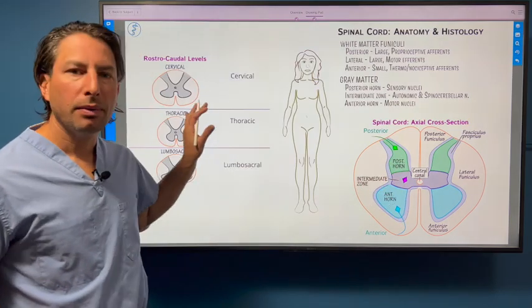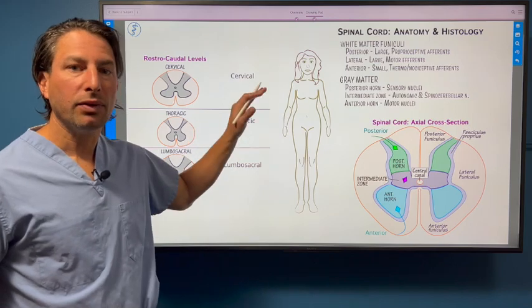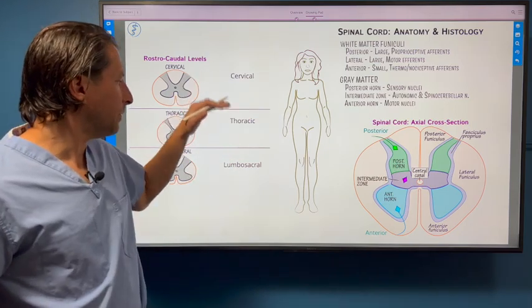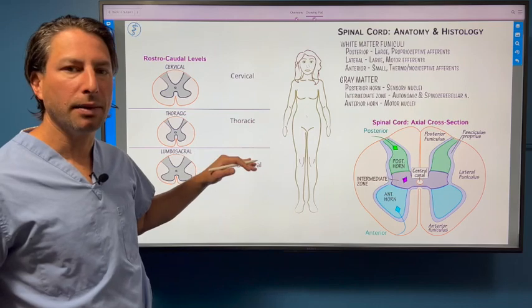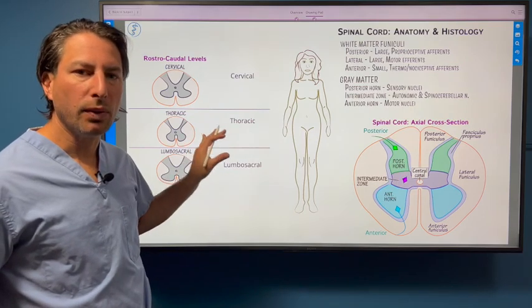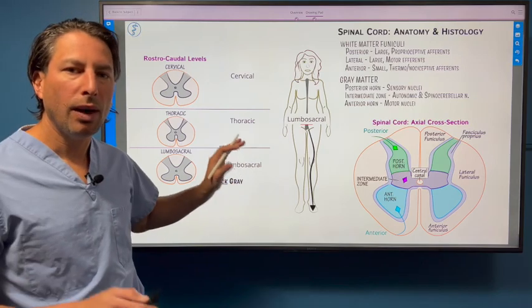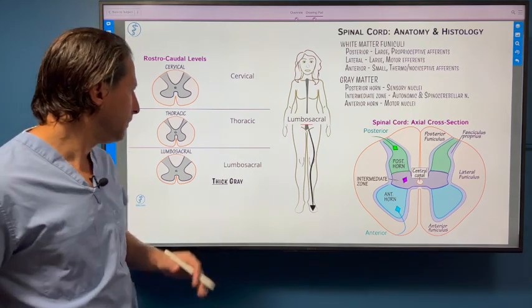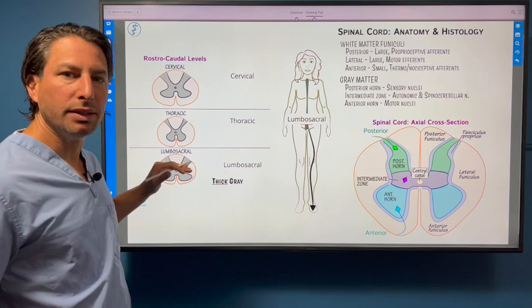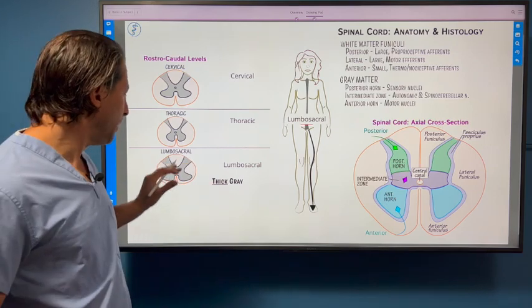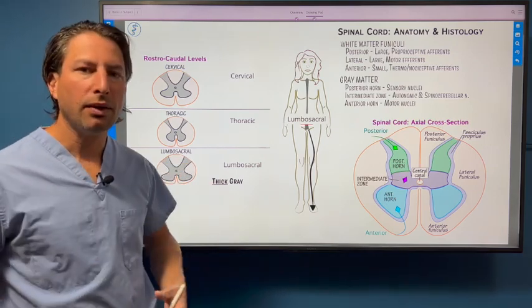Now the other thing we want to address is the different levels of the spinal cord, from cervical to lumbosacral, from top to bottom, and their relative amounts of gray matter and white matter. So we're going to reason through why these different ratios exist. Starting in the lumbosacral region, we have a thick amount of gray matter. Remember, the gray matter are the nuclei.